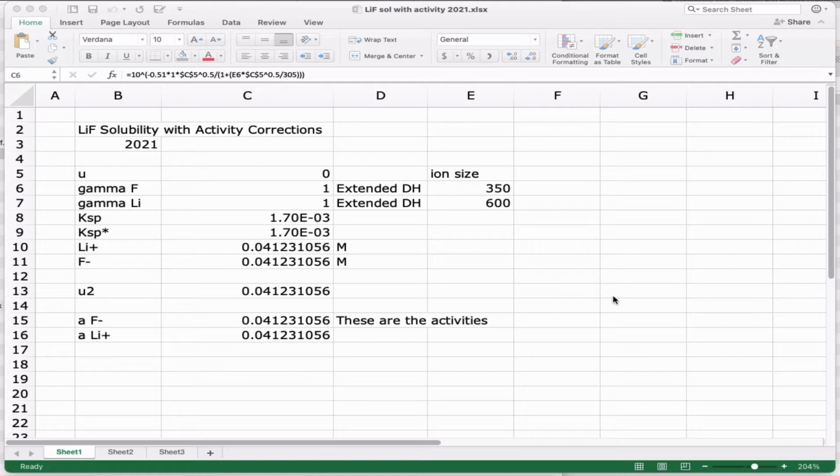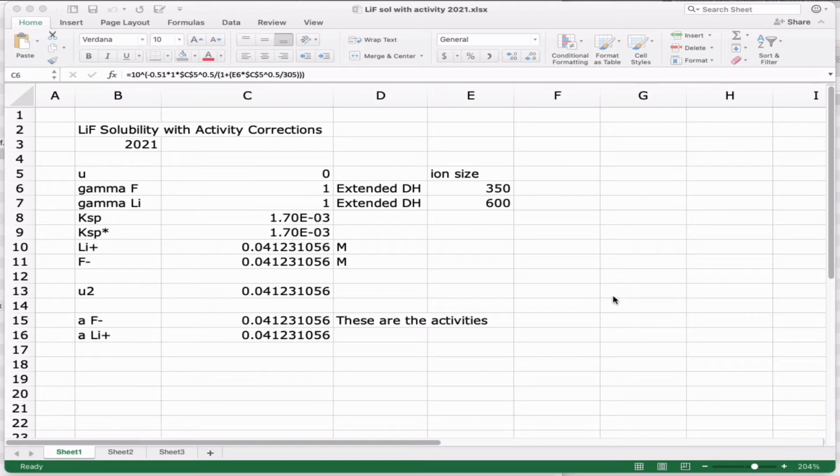Because lithium fluoride is moderately soluble, the process of dissolution creates real concentrations of lithium and fluoride, real enough that they contribute to the ionic strength. And because they contribute to the ionic strength, they change the activity coefficients. And because they change the activity coefficients, they change the solubility. And so we get ourselves into a bit of a circular problem: until we know what the solubility is, we don't know what the ionic strength is. And until we know what the ionic strength is, we don't know what the activity coefficients are. And then we can't compute solubility.